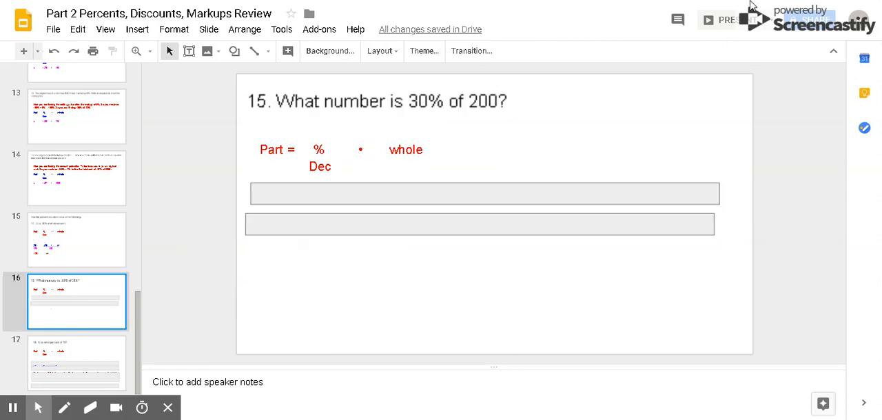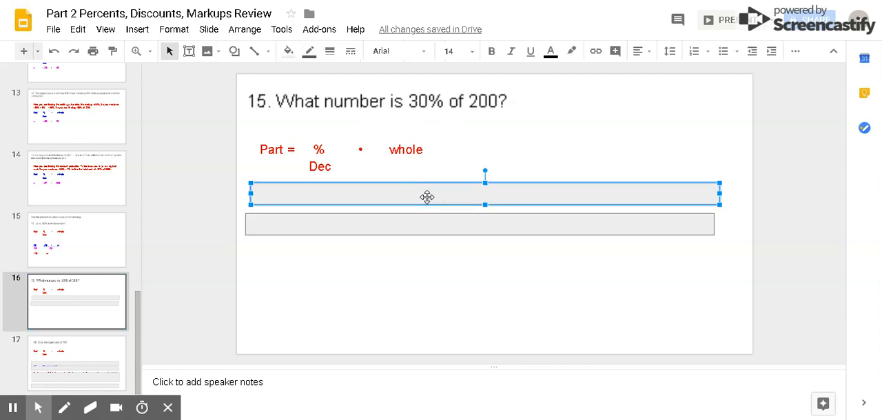All right, for the next problem, what number is 30% of 200? Your percent needs to go where it says percent as a decimal. Instead of 30%, we're going to input 0.30. 200 would be your whole. You know that the total is 200, but you only want 30% of that 200. If you had 200 questions on a test and you only scored 30% correct, you need to figure out how many questions you got correct on your test.